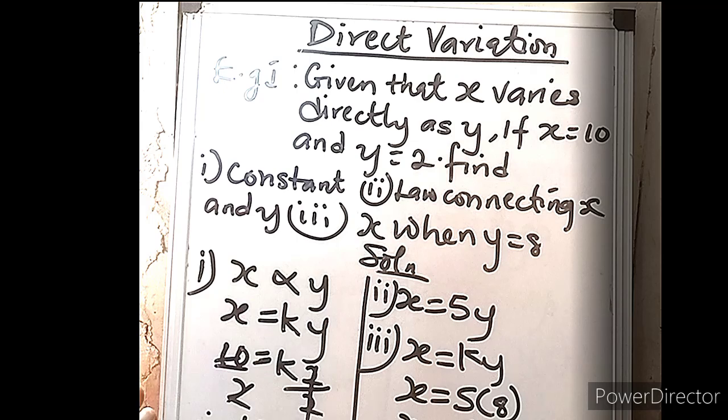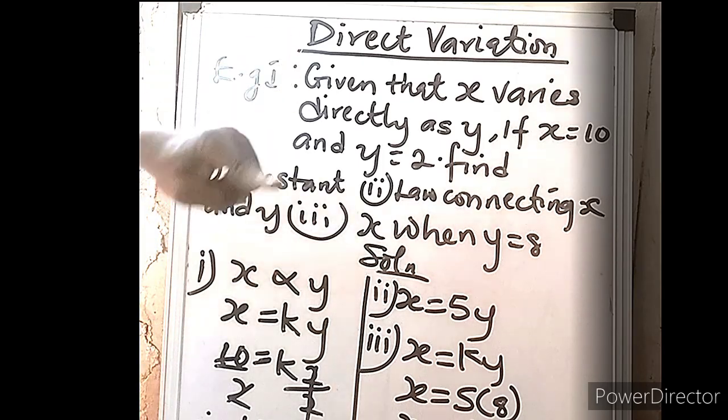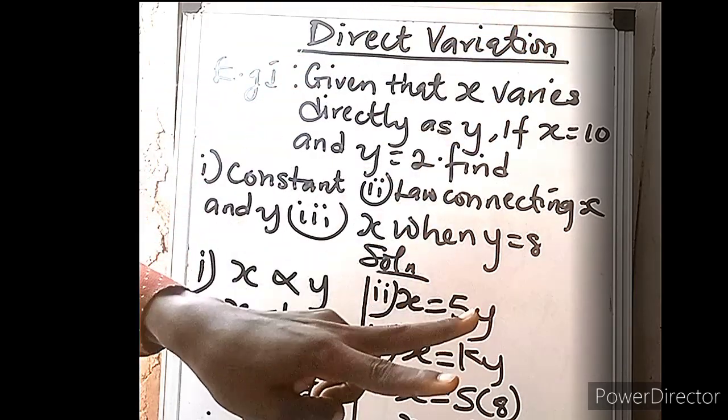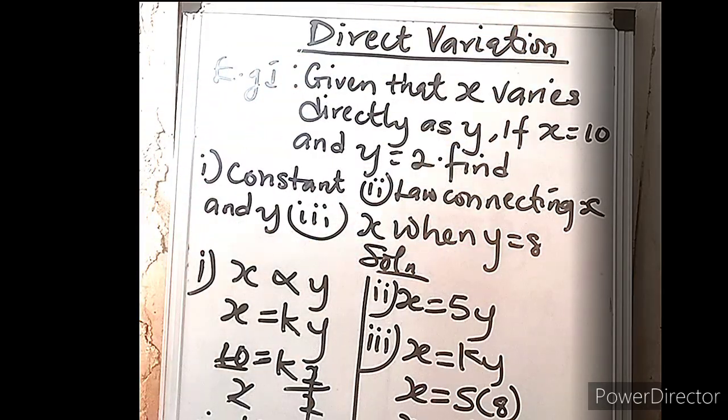So in direct variation, an increase in one quantity leads to a proportional increase in another quantity, or the reverse is the case, a decrease. So it's either both of them are going upward or both of them are coming downward. So they are always in the same direction. That's why it's called direct variation. It's either they are going forward together, the quantities you are comparing, or they are moving backward together. So that's it. That's example 1.